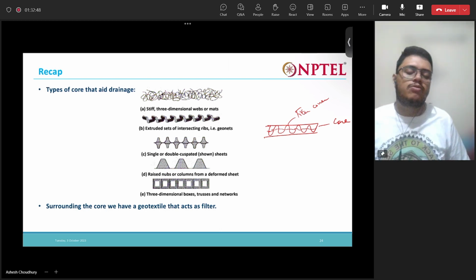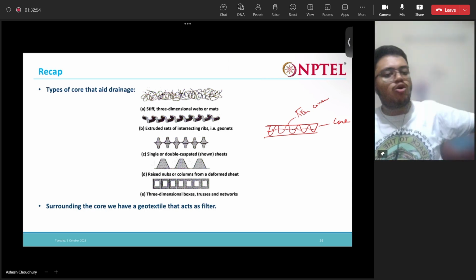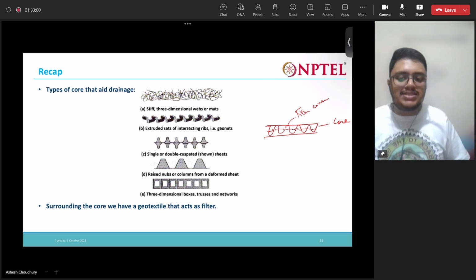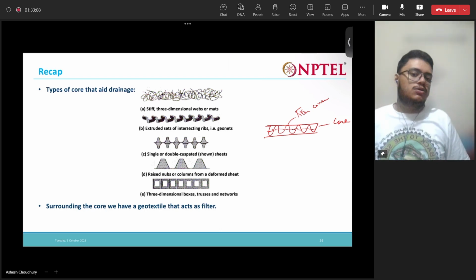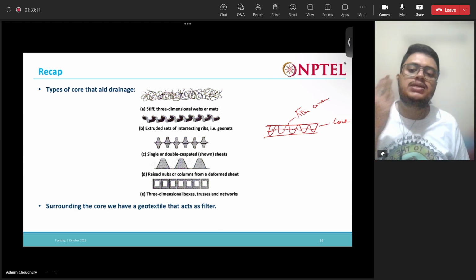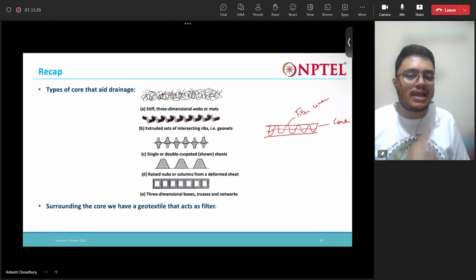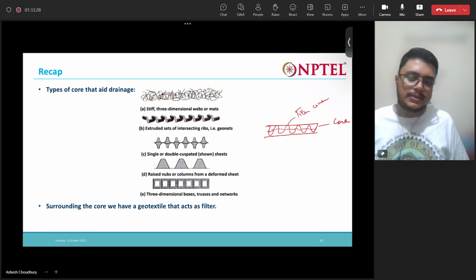This core, what does this core do? This core actually aids the flow of water through it. So it aids the drainage. And surrounding the core we have a geotextile that acts as a filter material. Same as, if you remember, PVDs. In PVDs we had a plastic corrugated sheet inside, which actually carries the water through. And surrounding that PVC core, polyvinyl chloride, or the plastic core, we have a geotextile which acts as a filter, right? The same thing.